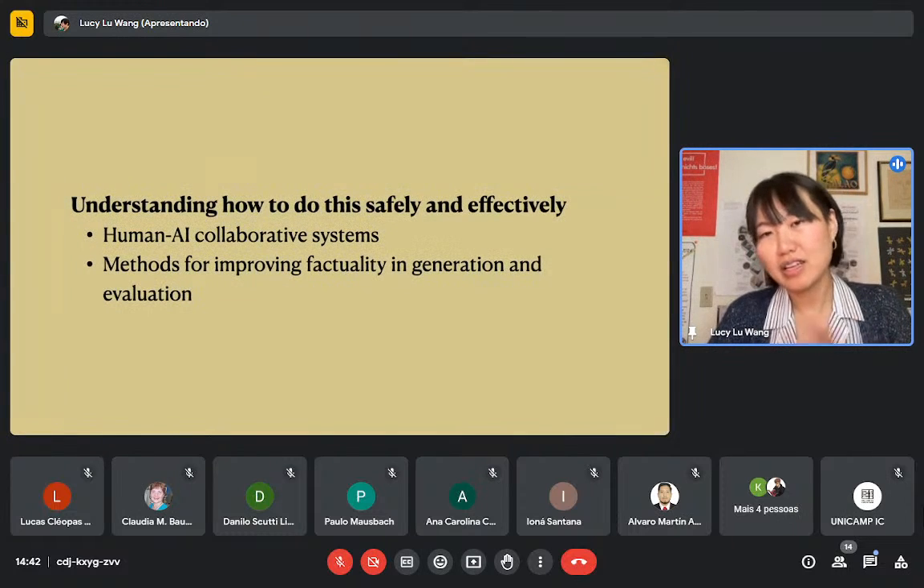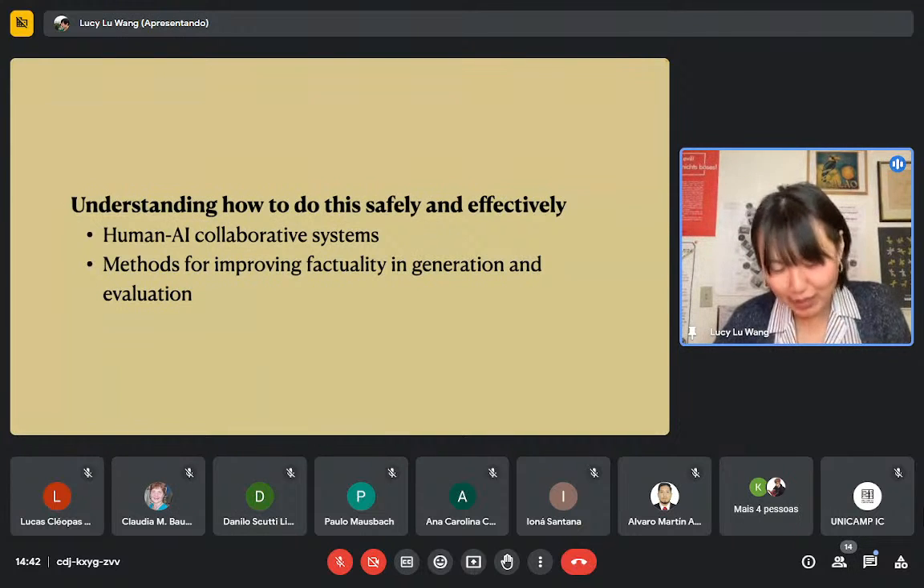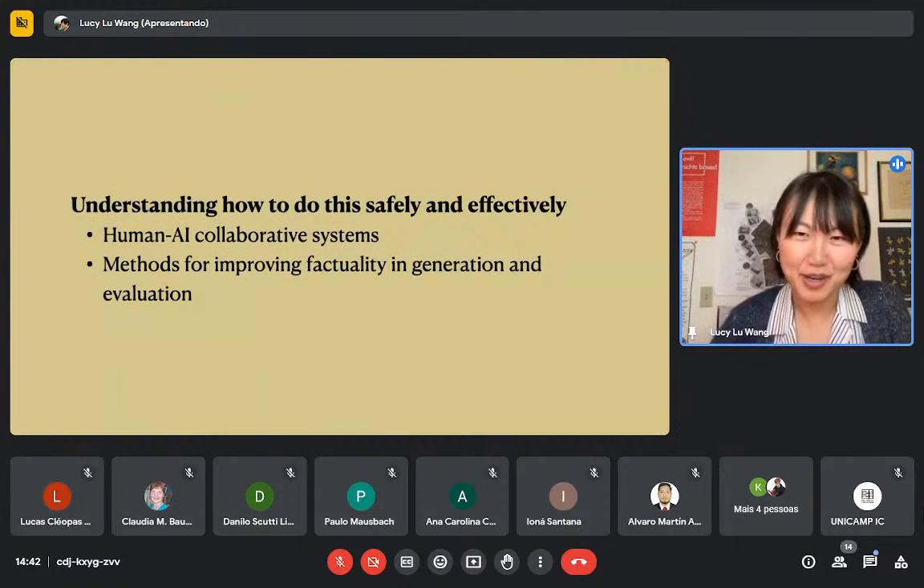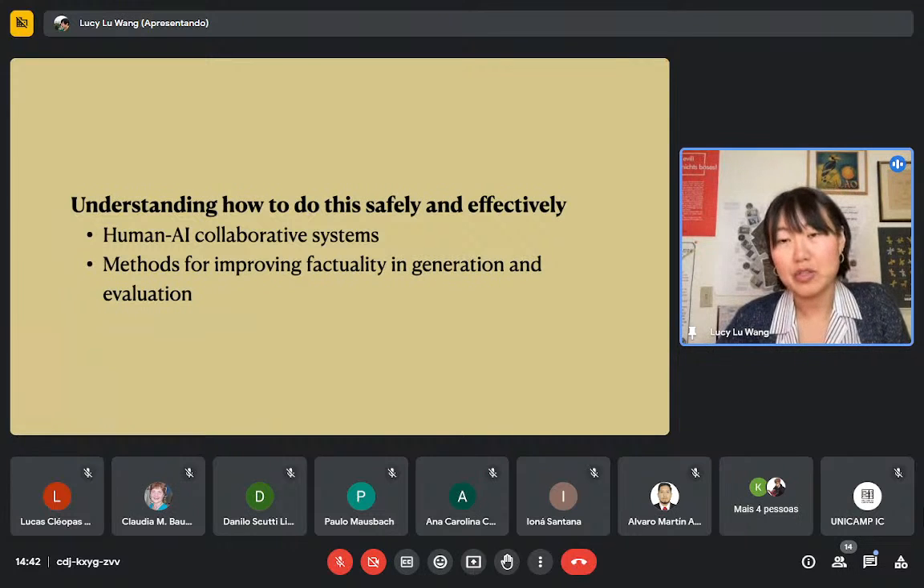And that brings me to the last point I want to make in this talk, which is, how do we understand how to use these generative models safely and effectively, right? I'd say towards this, I've been exploring two directions. One is human AI collaborative systems, and the other is methods for trying to improve factuality in generation, as well as better evaluation methods. So for the sake of time, I'm going to provide an example of just the former, just the first bullet point there, on human AI collaborative systems.